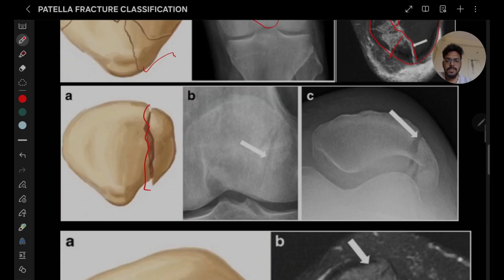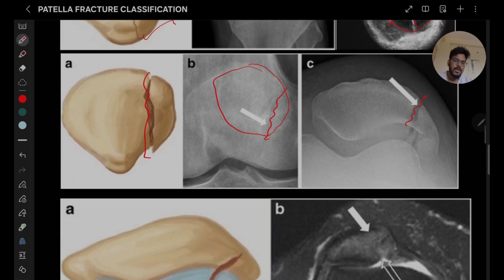In MRI, it definitely shows the fracture lines. This is the vertical fracture X-ray. Here you can see this is the vertical fracture. And this is the vertical fracture in, what is this view called? This view is the skyline view.